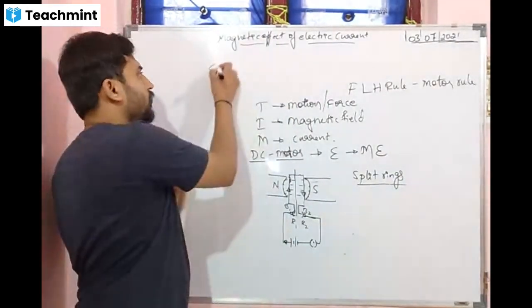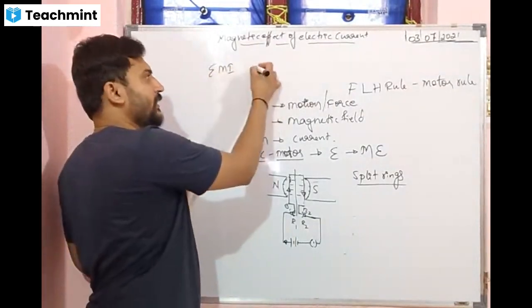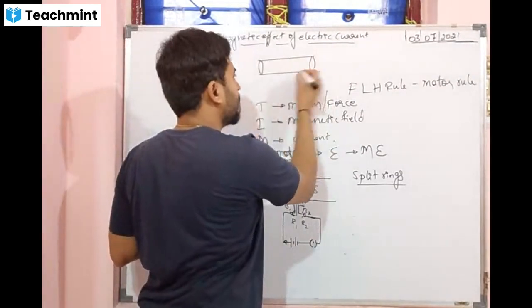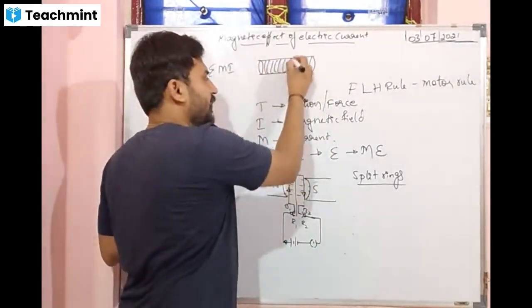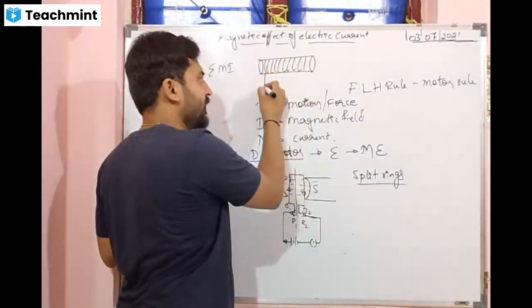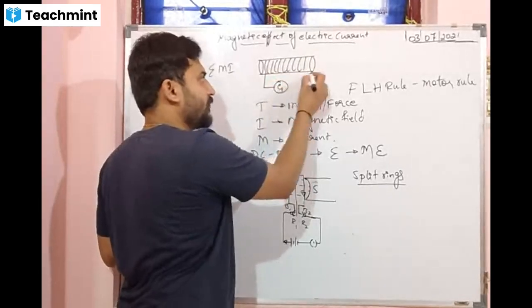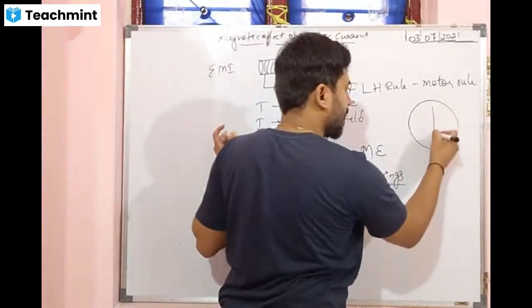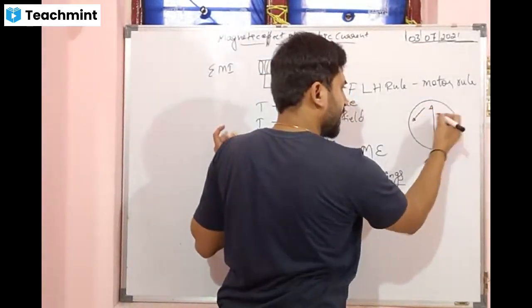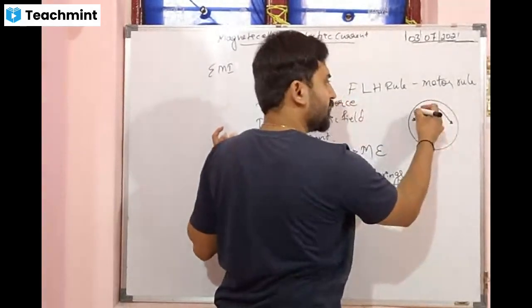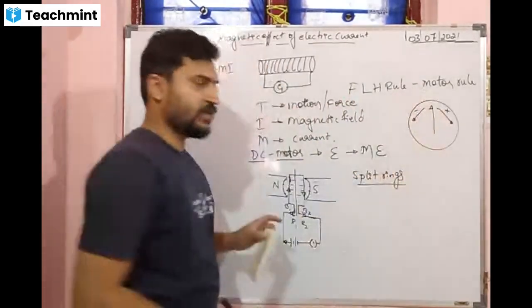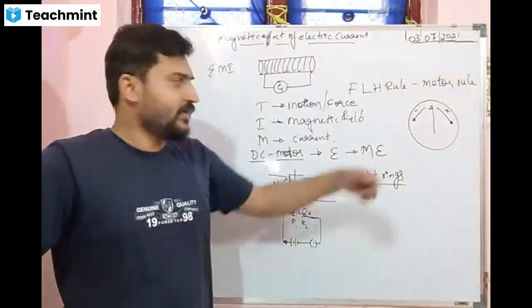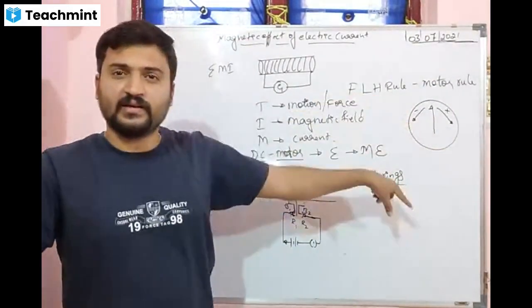Then comes electromagnetic induction. We already learned electromagnetic induction through Faraday's experiment. Coils are made in the form of a solenoid. We connect a galvanometer, look, this is the galvanometer. One side is negative, one side is positive. The galvanometer is the device which measures electric current, and it even measures the direction of the electric current.